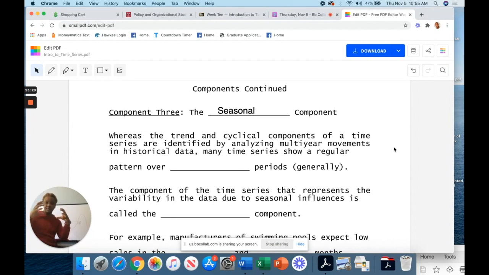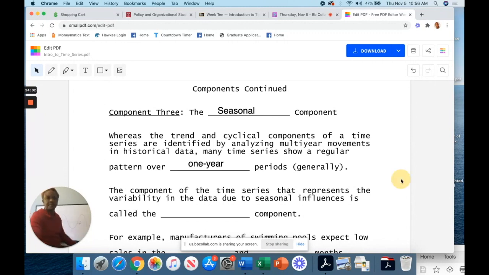But notice how my discussion of seasonal is restricted by what I have identified as my cyclical. So let's go ahead and fill these out, at least from the standpoint of our cycle being a year. Okay. Let's say 1 year, where a trend and cyclical component are identified by analyzing multi-year movements. Any time series shows a particular pattern over, let's say, 1 year periods. The reason I'm putting 1 year right here is because it assumes that your cycle is over multi-year periods. So then a discussion of seasonal could very well be broken up into 1 year periods.